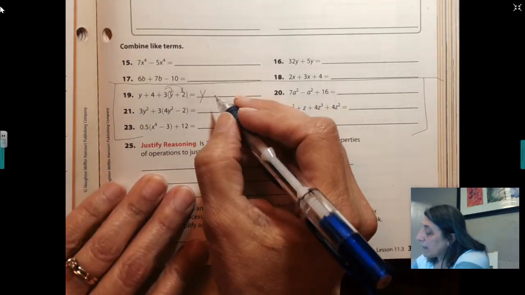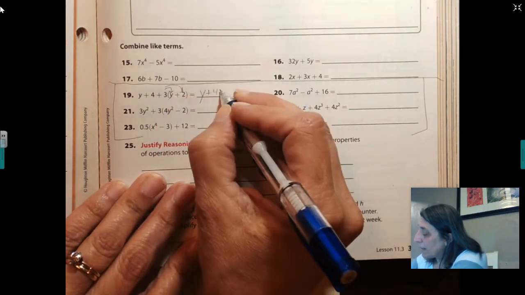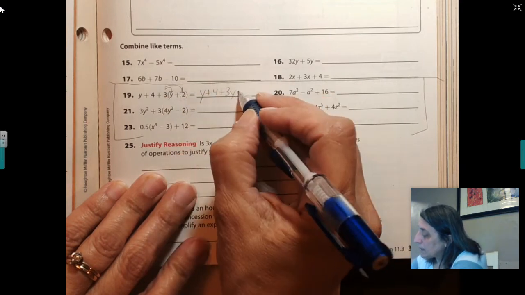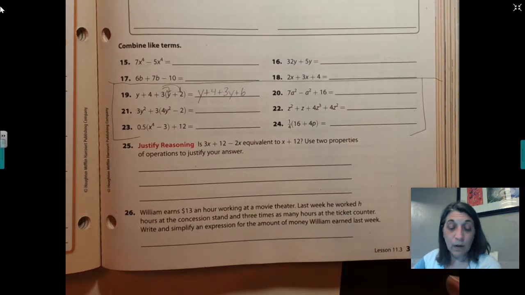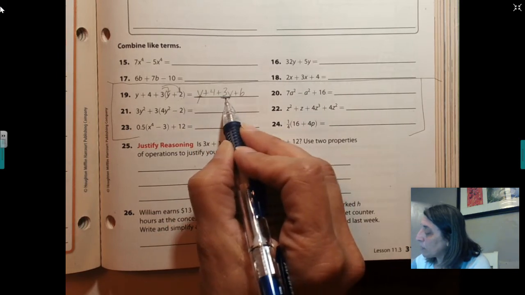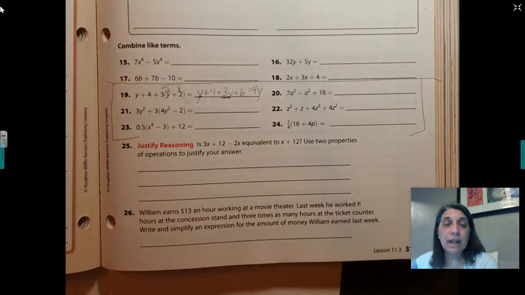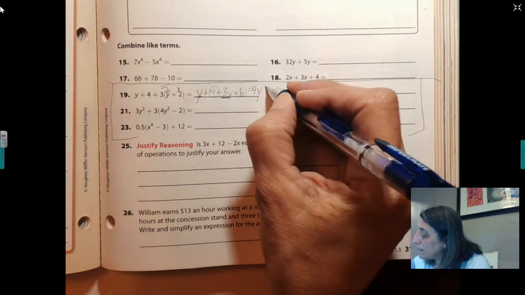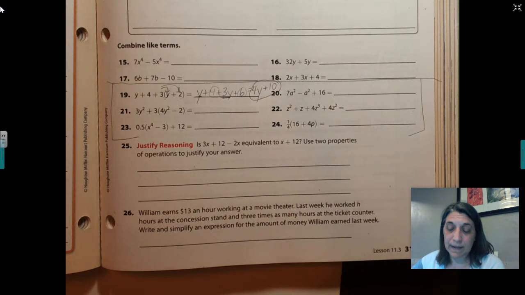So if I have y plus 4 plus 3y, 3 times 2 is 6 plus 6, is that its simplest form? Hopefully you said no. Because what can I combine? I can combine my y and my 3y. This is going to get squishy. I don't like this. And I get 4y, right? And I can combine my 4 and my 6 and get a 10. Okay, so my final answer there is 4y plus 10.